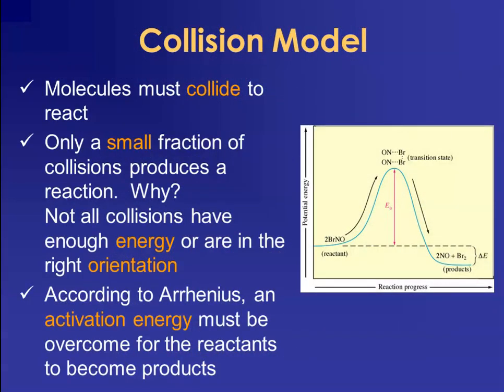So the collision model attempts to explain why it is that some reactions are going to take longer than others to proceed. In order for reactants to form products, they have to collide with one another. But not all collisions are going to result in a reaction being generated. Not all collisions are going to have enough energy to form that transition state or are going to have the correct orientation.